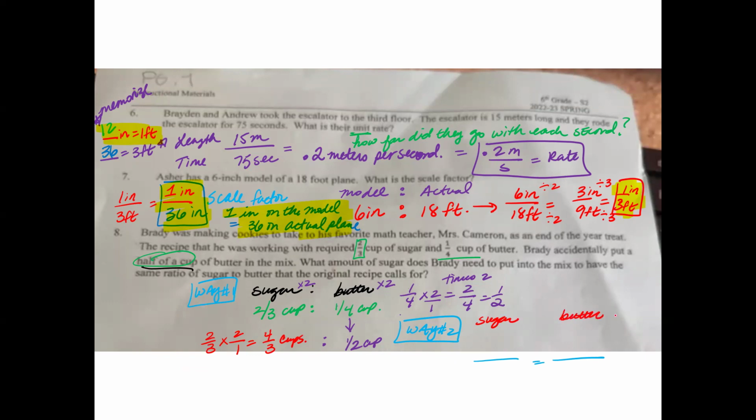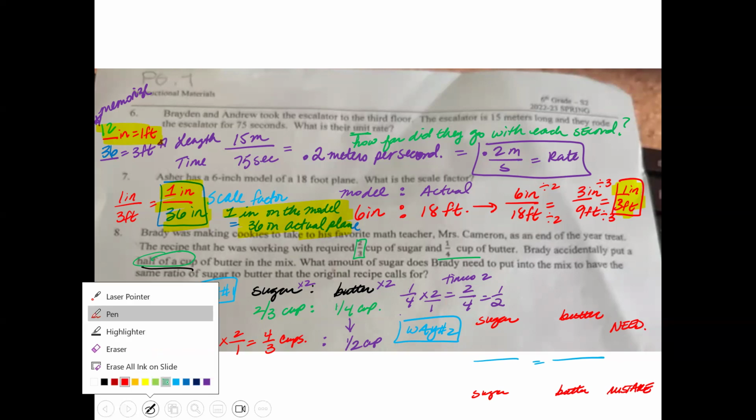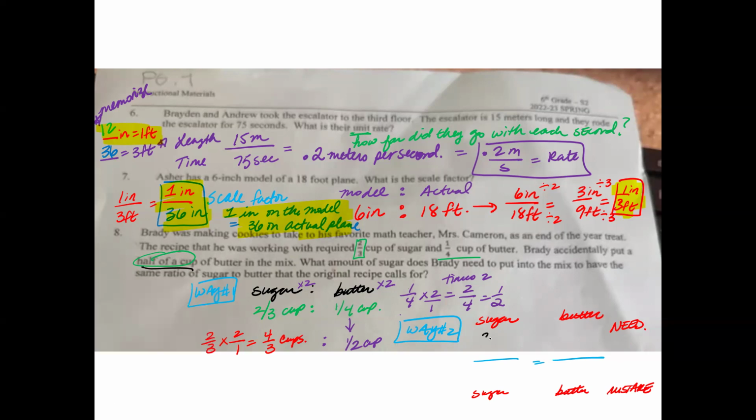This is actually the sugar and butter needed, right? This part is going to be the sugar and butter that he did after he made a mistake, right? So what you can do is put sugar, this 2/3, equals butter, which is 1/4. He accidentally put 1/2 cup of butter, so you put X right there. Does that make sense? So if you cross multiply this, you'll have 2/3 times 1/2 equals 1/4 times X. Do you see that?